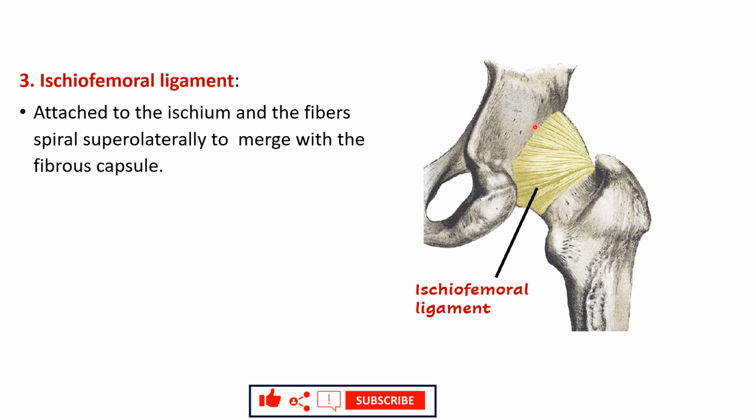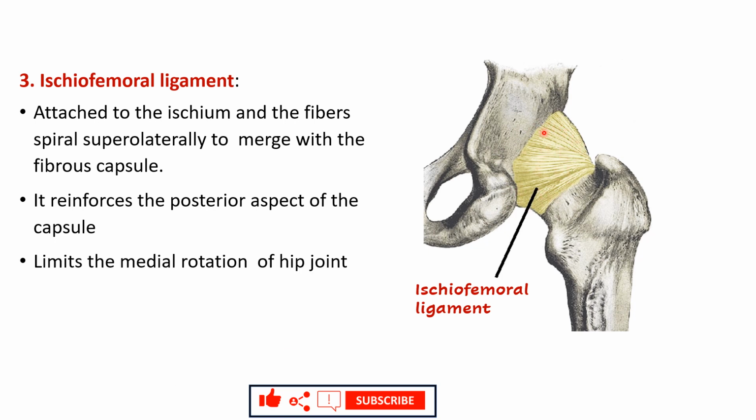beyond the margins of the acetabulum. On the posterior aspect you can see that, and the fibers, they actually spiral superolaterally and merge with the capsule on the posterior aspect of hip joint. This ligament reinforces the posterior aspect of the fibrous capsule and it limits the medial rotation of the hip joint.